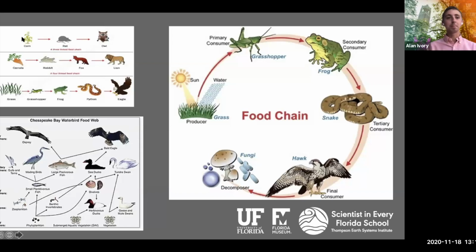So it can be something as simple as a rat eating corn and then the owl eating the rat. It can get a little more difficult where the fox eats a rabbit, the rabbit eats the carrot, and then that fox is getting eaten by the lion. But it can be super complicated sometimes whenever you get into food webs, where multiple things can eat the same thing. It can get very complicated sometimes. So we're gonna focus on some simpler options today.